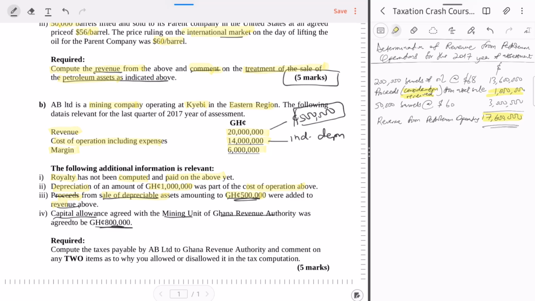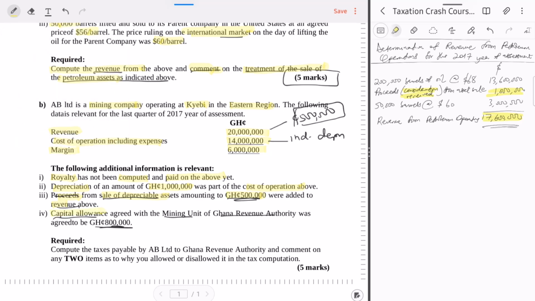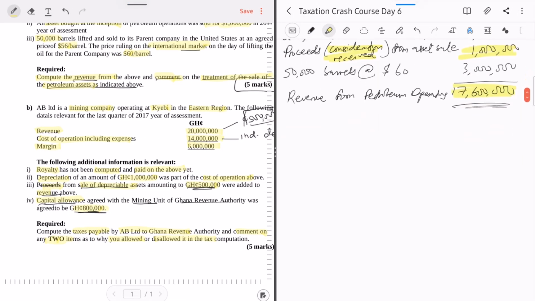And then we are saying here that capital allowance agreed with the mining unit of GRA was 800,000. So this is a gift. You just need to deduct capital allowance. You don't need to compute. This is capital allowance under part 3 of the third schedule computed for you, 800,000. What is the requirement? Compute the taxes payable by AB Limited to the GRA and comment on any 2 items as to why you allowed it or disallowed it in your tax computation. Very, very easy. So let's get to the question and let's start. So here, what do we need to do?